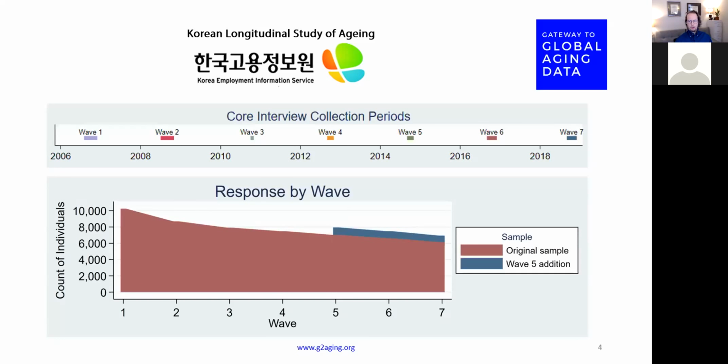So a little bit more information about their collection period. You can see there have currently been 7 waves of KLOSA that have data available for researchers to use. They're very consistent with their timing, as I mentioned, every 2 years. And you can see in this response by wave graph towards the bottom of the slide that they also have a very good follow-up rate, particularly after wave 2. They're really able to continue to follow people. And you can see that additional sample that was added at wave 5.